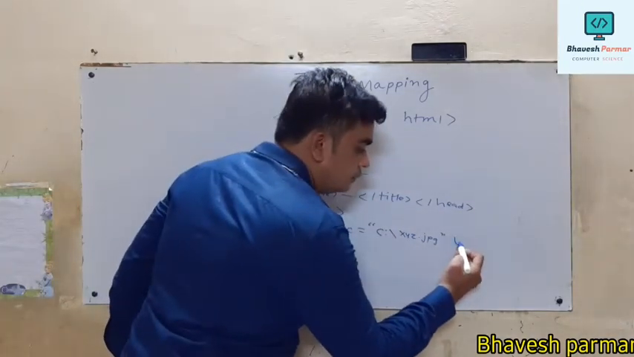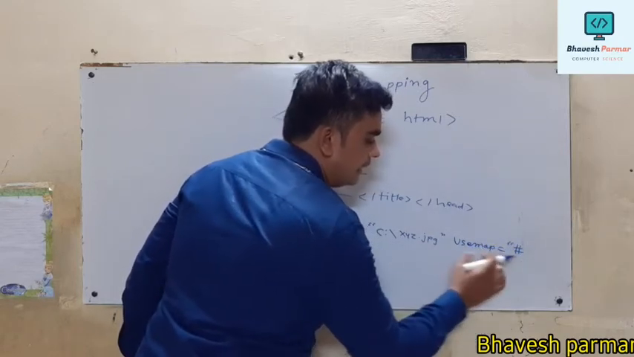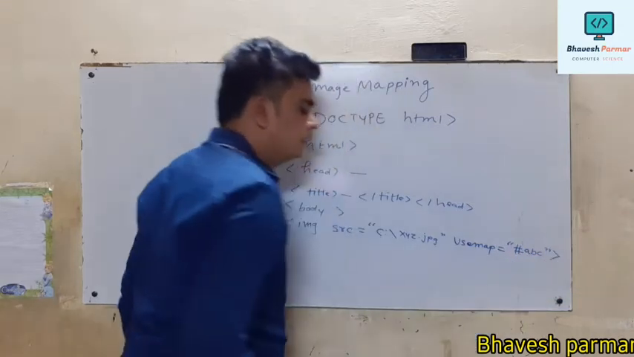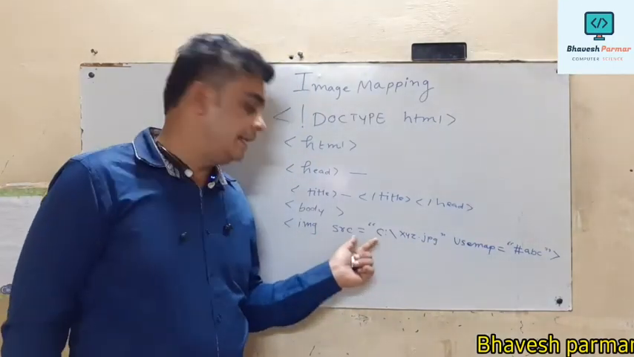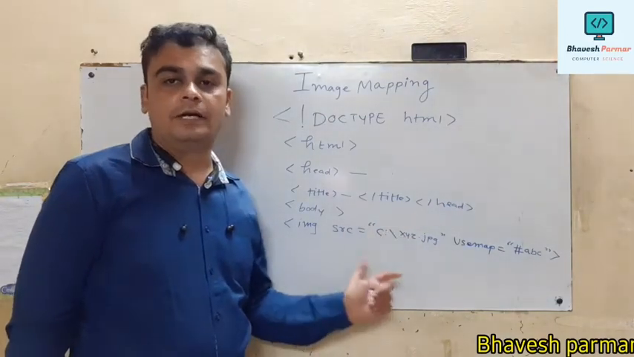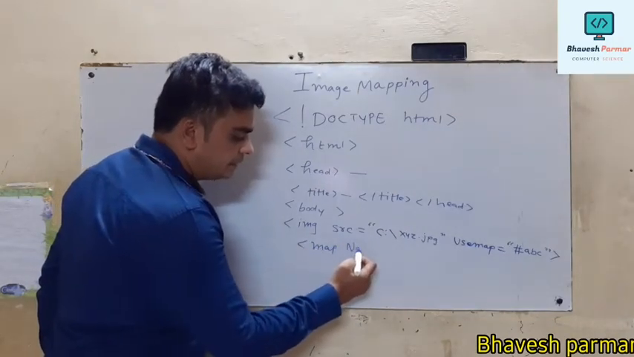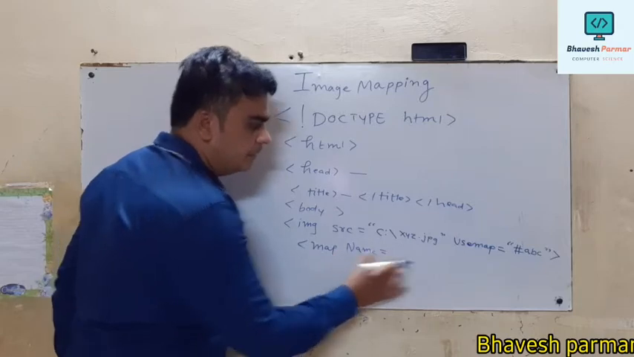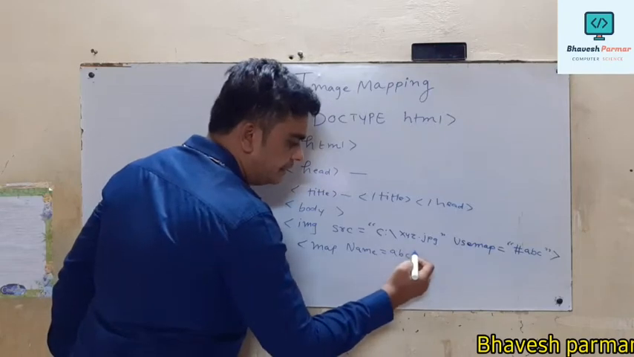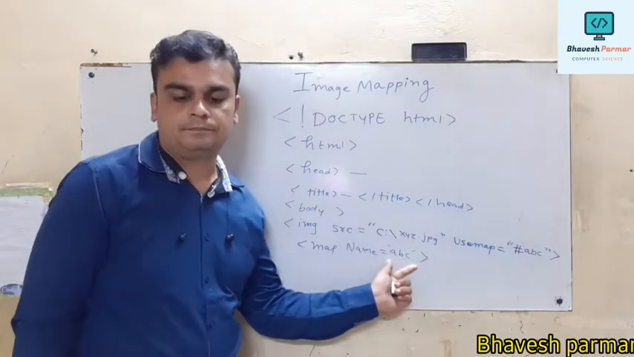Thereafter I am using the usemap attribute, for which I am using a hash, and we can give any label. We can also use the alt attribute, which represents a description of the image if it is not properly loaded in a web page. Thereafter the next tag is map, and we studied already, it has only one attribute, name. So use the map with the label, and that label you have to mention here. So map name is equal to ABC.